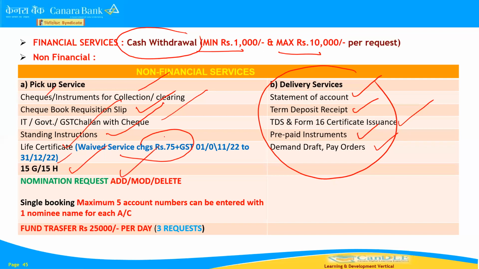Nomination request, pick up. Pick up means who will pick up? Atyati and Integra. Their agent will go and pick up. Okay. Then nominations, please remember, in a single booking, maximum 5 account numbers can be entered with one nominee account. This is the maximum nominations that can be permitted. Maximum 5 account numbers. Last one is fund transfer. 25,000 per day. They can give fund transfer, and 3 requests can be permitted.